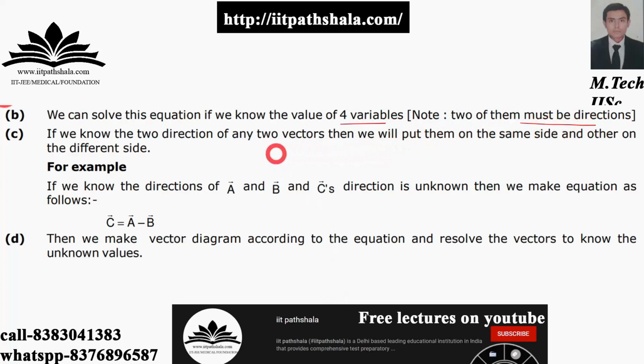Now if you know the directions of 2, the direction of the third will be very easy to find. For example, here you can see that a vector equal to b vector plus c vector. Then by the simple law of addition you can represent them: b vector, c vector, and this is my a vector. Certainly if I know this direction, I can certainly point out the direction of a vector also. Then what you have to do is make the vector diagram according to the equation, resolve the vectors, and find the unknown values.